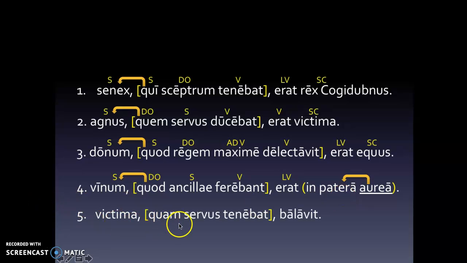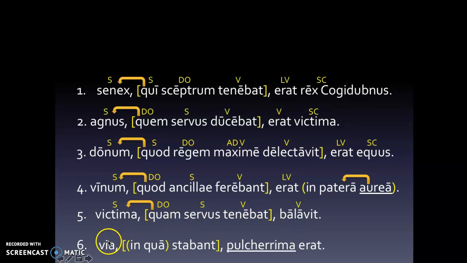All right, we've got quam through tenebat for our relative clause. Quam is referring to victima. They are both feminine. They are both singular. Victima is nominative, so it's our subject, and this is our verb. Let's do the main clause first. So the victim bled. Quam is accusative direct object, servus nominative subject, and our verb, so which the slave was holding. Let's put it together. The victim, which the slave was holding, bled.